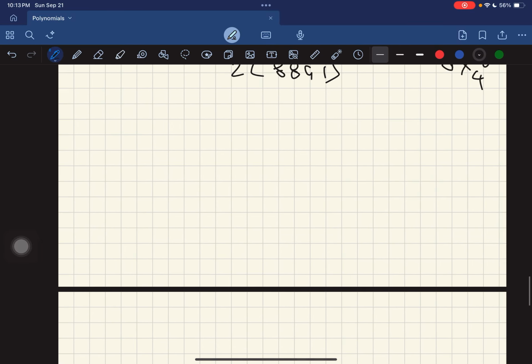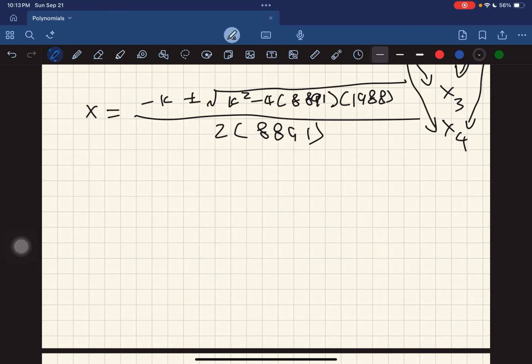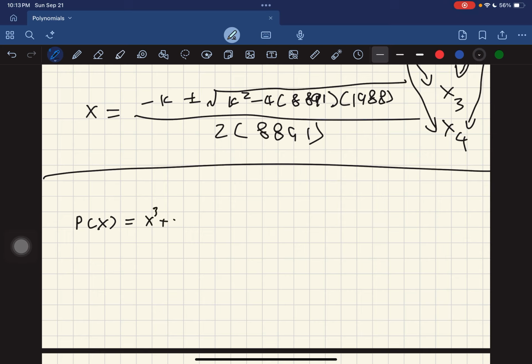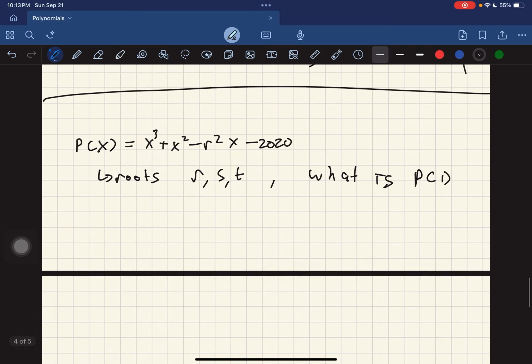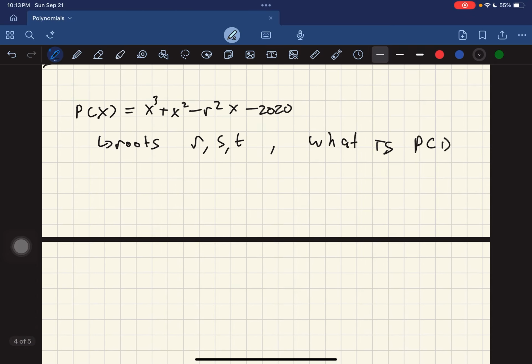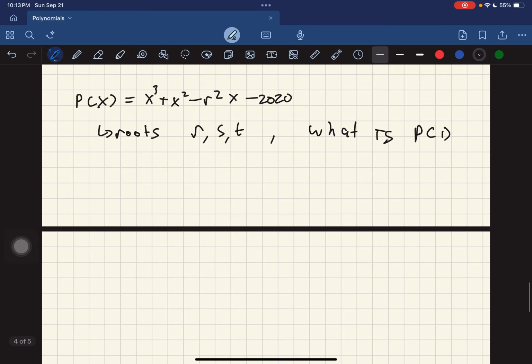So we can do one more problem, and I'm going to write down the problem here. Let's say this is a polynomial with roots. Find P of 1. You guys can pause the video and see if you can figure it out yourselves, but I'm just going to jump into it.